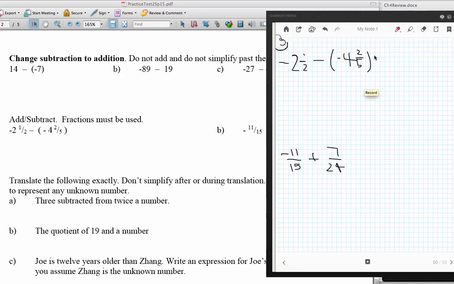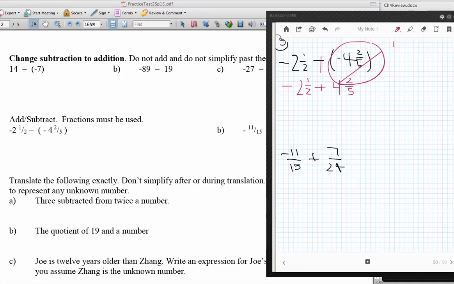Okay, so I need to subtract these two real numbers. Remembering that subtraction is addition of the opposite, I'm going to have a negative 2.5, and then plus, the opposite of a negative is a positive, so 4 and 2/5. So with integers I would subtract the big number minus the small number.